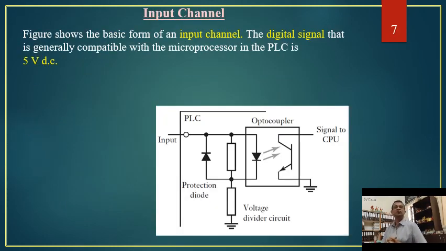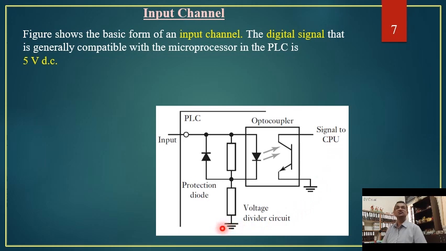So next one, input channels. In the figure, what we are seeing is an input channel. It is the basic form of input channel that we see over here, wherein there is input that is coming to the PLC, and an opto-coupler is one very important part that couples this input to the CPU, and many times it acts like a protection device, as it has other protection devices as well. So this particular figure shows us the basic form of input channel.